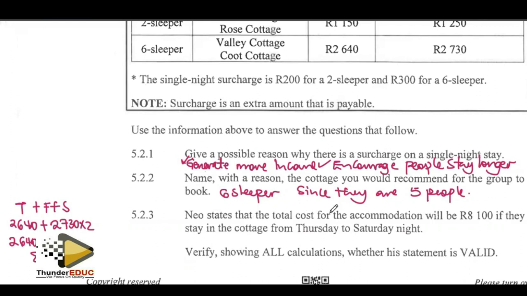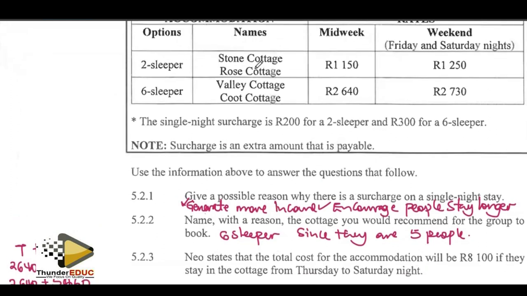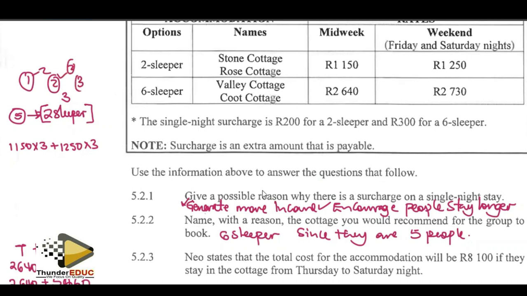Now it says that the total cost for accommodation will be this if they stay in the cottage from Thursday. They say the cottage, not cottages. So you can't use option one, because there are five people. If five people are split in two sleepers, that means they will need three sleepers together, which means 1.15 times 3 plus 1.205 times 3, which would be expensive. Why am I saying 3? Because the first one will take two people. Second one will take two people. The third one will take one person. So it becomes a little bit expensive.